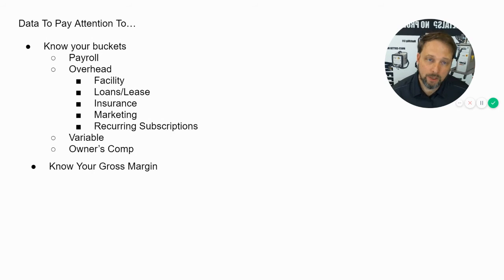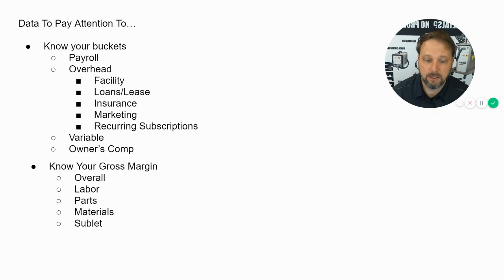The other big data point outside of your expenses is just understanding your gross profit margin. Profitability is more important than sales right now. So having a handle on not only your overall profit margin, but also each category of labor, parts, and material. You need to really be tuned into those things right now and trying to find ways to increase that profit margin in all of those categories.